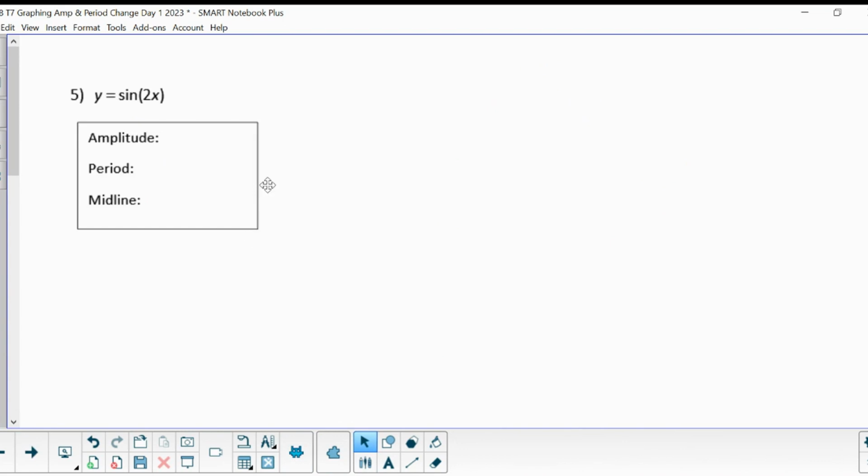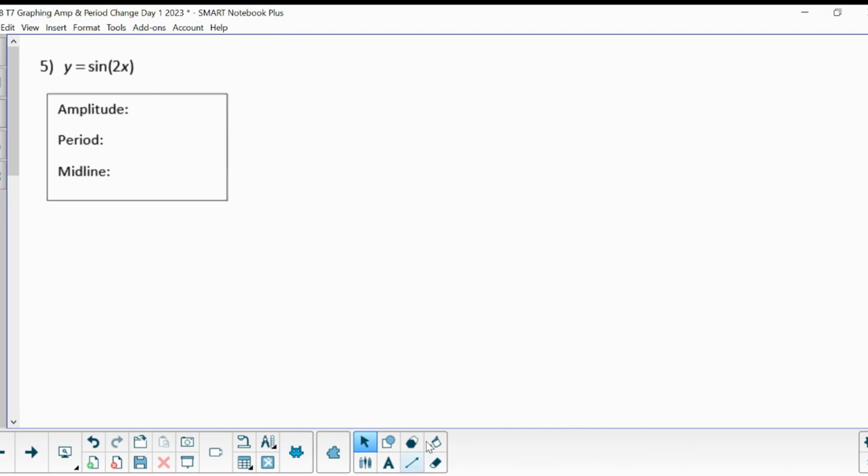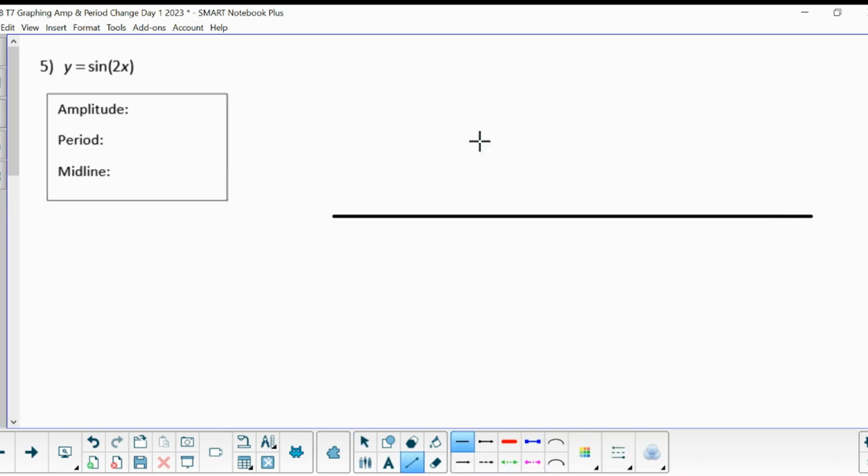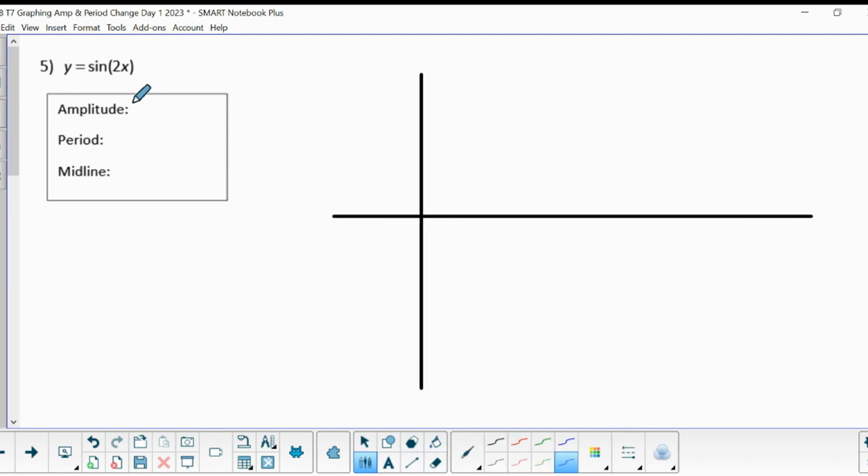All right, next one. Now I see where the grid went. This is missing a grid. So now we're actually changing the period of the graph this time. The amplitude is not changing here, just the period of the graph. So the amplitude is 1. No number out front means 1. The midline is still 0.